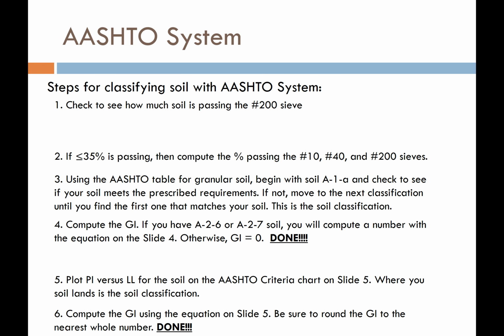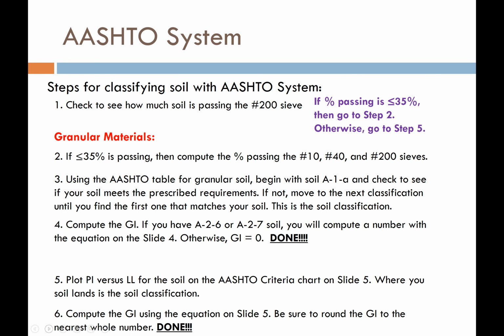So I've developed just a really easy set of steps for you to use the AASHTO soil classification system. The very first step, you want to check to see how much of the soil is passing the 200 sieve. If the percent passing is less than or equal to 35%, you are going to have a coarse-grained soil, and you're going to go to step number 2. If you have more than 35% passing the 200 sieve, you have a silt-clay material, and you need to just move on to step number 5.